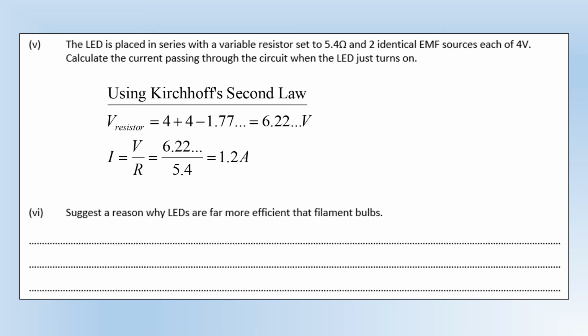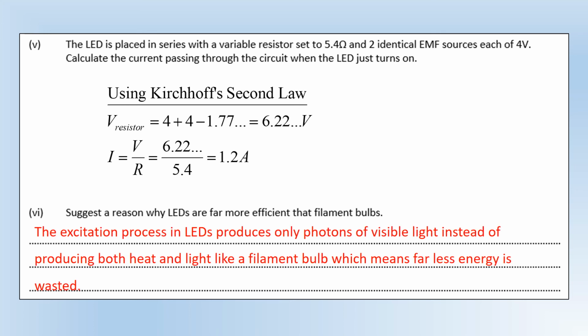So final question. Suggest a reason why LEDs are far more efficient than filament bulbs. So this is all about the wasted energy. An LED produces mostly visible photons. Very few of the photons produced are wasted or in the wrong kind of parts of the spectrum. Whereas the filament bulb produces mostly heat and then a few visible light photons, which we kind of deemed good enough. So it's the fact that the amount of energy wasted is considerably smaller that is why we consider them much more efficient.